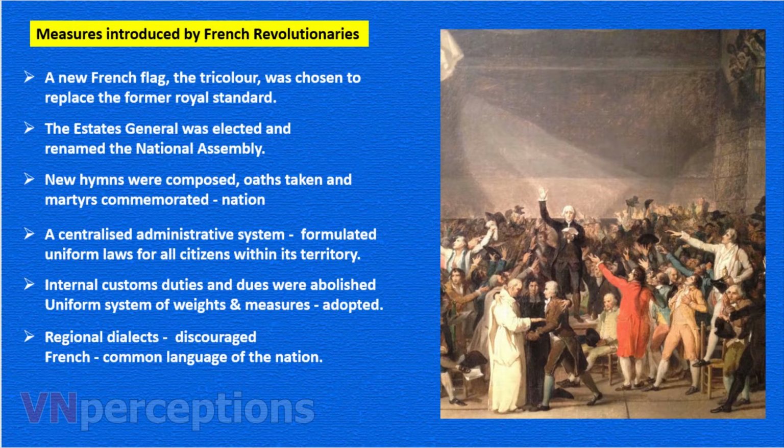The revolutionaries further declared that it was the mission and the destiny of the French nation to liberate the people of Europe from despotism. When I say despotism, it refers to the exercise of absolute power, especially in a cruel and oppressive way. So, in other words, it helped the people of Europe to become nations.